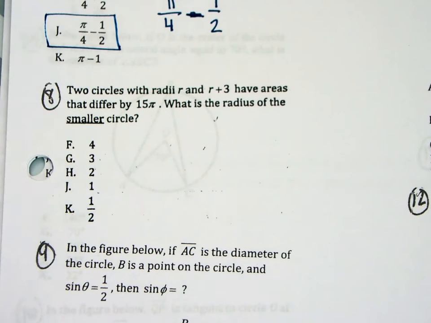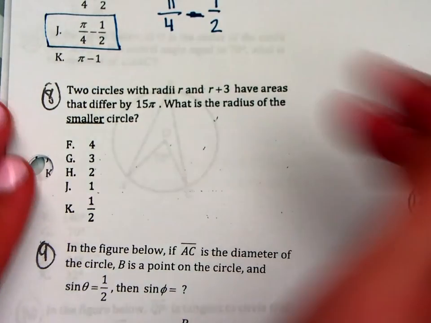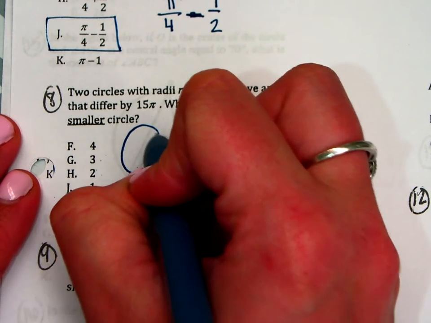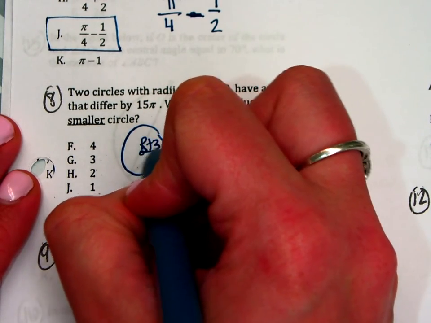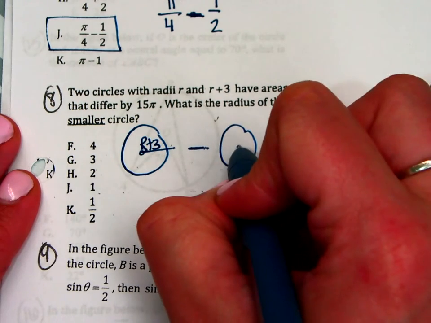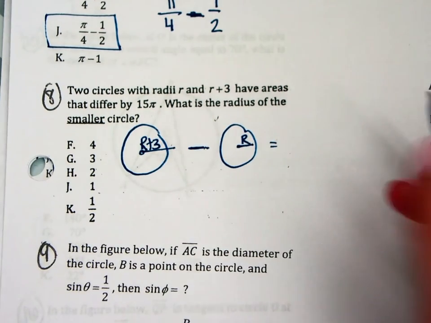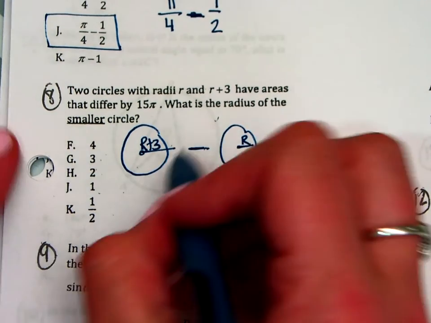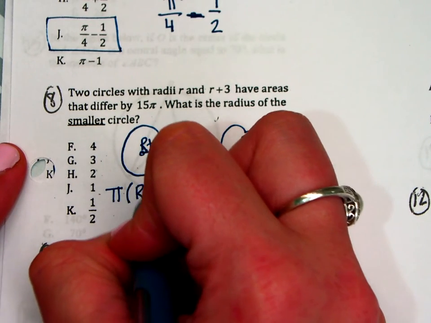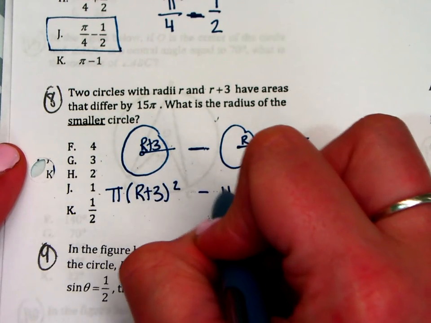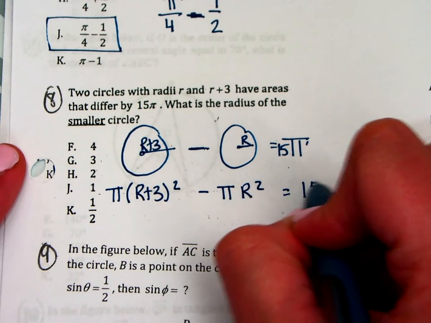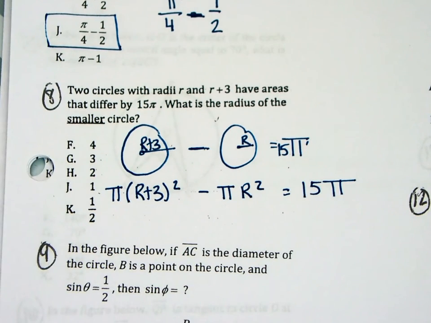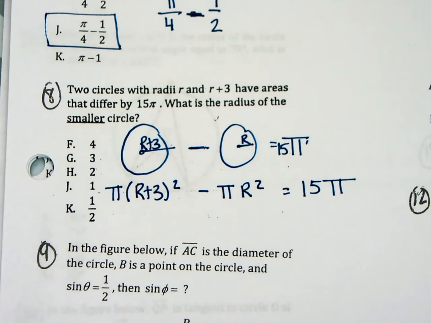Number 8, 2 circles with radii r and r plus 3 have areas that differ by 15 pi. What is the radius of the small circle? So here is my large circle. The radius of my large circle is r plus 3. When I subtract the area of my small circle, which is r, their areas differ by 15 pi. Okay? So the area for the first one is pi times the radius r plus 3 squared, minus pi r squared. When I subtract their areas, it must differ by 15 pi. We want to know the radius of the small circle, which is represented by r.